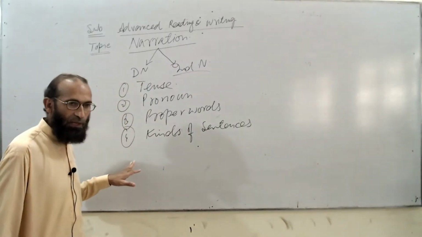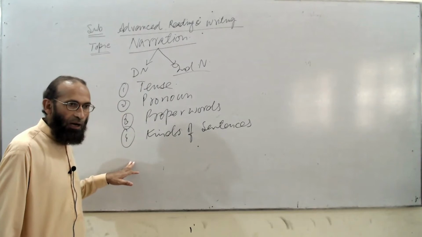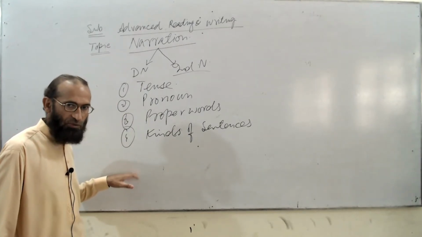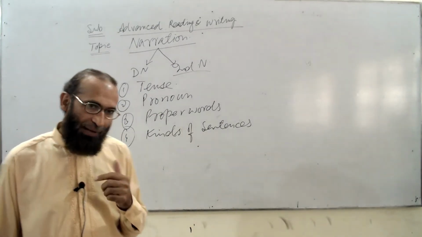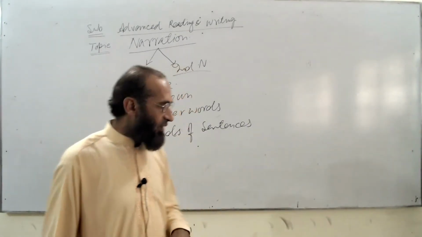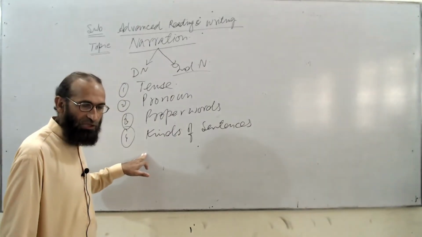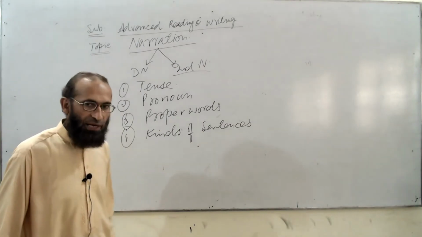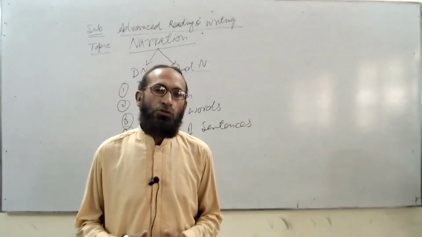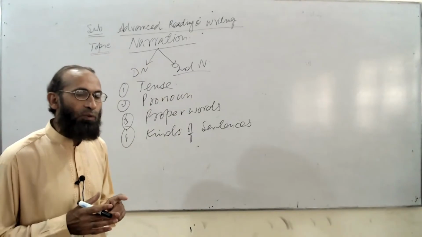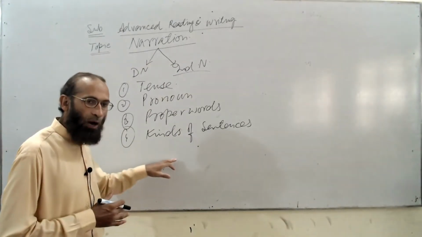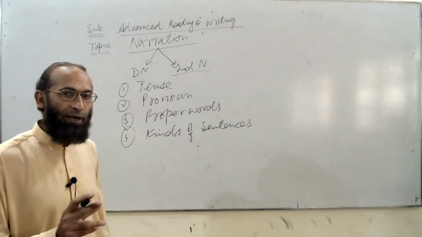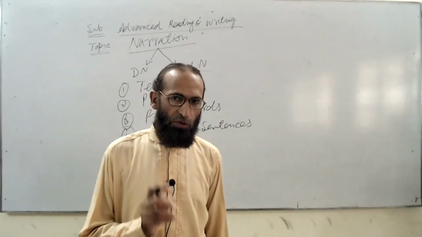As for kinds of sentences, let me tell you one example. For example, this is an imperative sentence. The method for imperative sentences is that if the sentence is given to you in this way, the teacher said to the student, get out of the classroom, you will have to add just one word, which is to: the teacher ordered the students to get out of the classroom. So this is very simple.